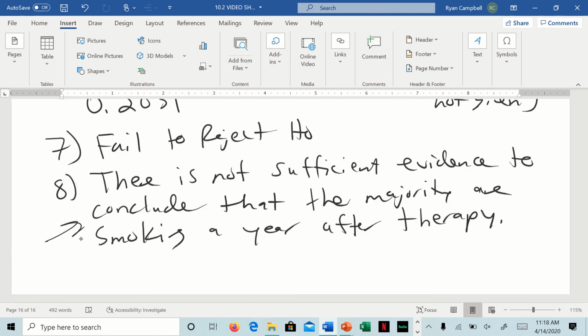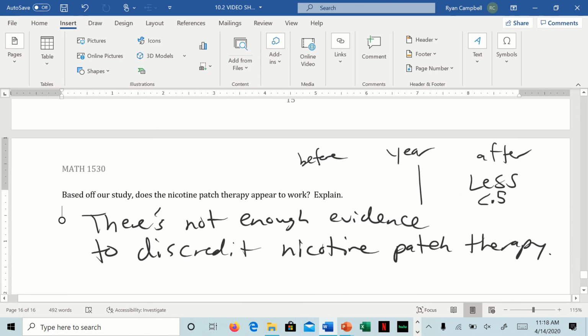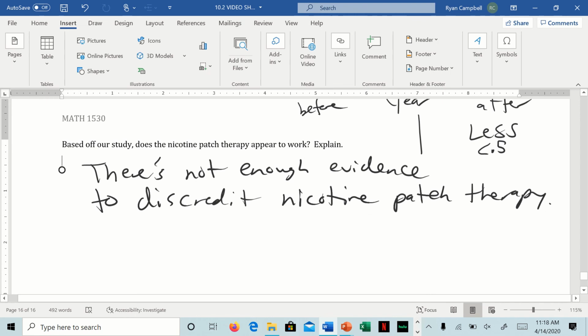We said that there is not sufficient evidence to conclude that the majority are smoking. So since we can't prove that the majority are smoking, there's not enough to discredit it. So maybe it works or maybe not. We would have to do another test to figure that one out.